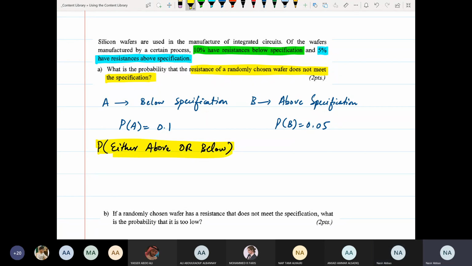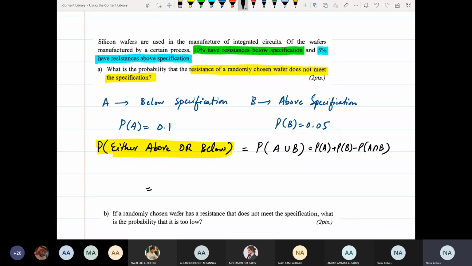Who can tell me how do you find this probability, Nawaf? Probability of A union B. Very nice, Nawaf. Ali, how do you open probability of A union B? It is probability of A plus probability of B minus probability of A intersection B. Very nice, Ali. Who can tell me what is probability of A, probability of B, and probability of A intersection B, other than Nawaf and Ali?